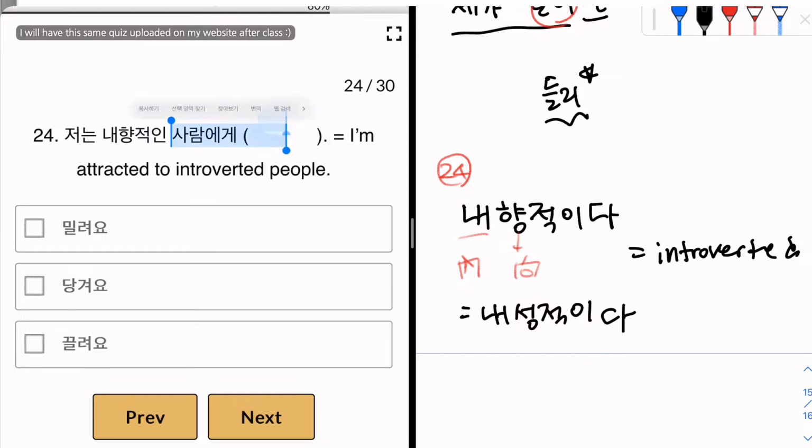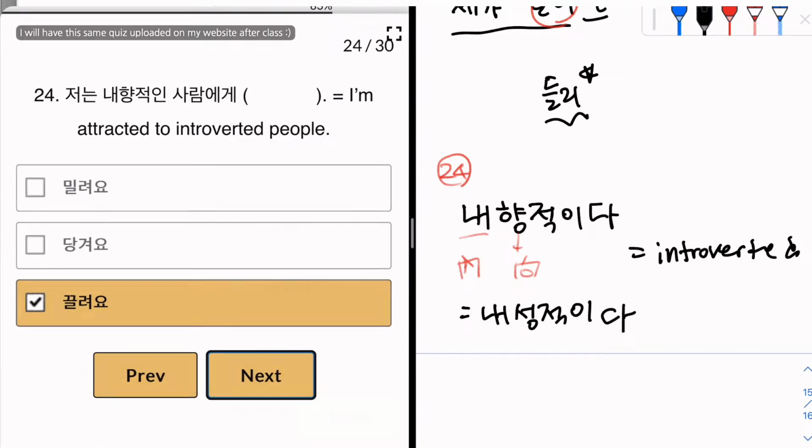아무튼 여기서 drawn, I'm attracted would be 끌리다. You can use 끌리다. You're drawn, you're pulled toward, you're attracted toward. 끌리다. And 밀려요 would mean to be pushed. 당겨요 means to be pulled. But when you're saying you're attracted to something that you prefer, something that you like, we use 끌리다, not 당기다, right? 당기다 is only for physical pull. 끌리다 can be used for 추상적인, abstract. Something abstract, like attraction is something abstract, right? Psychological, so you can use 끌리다.